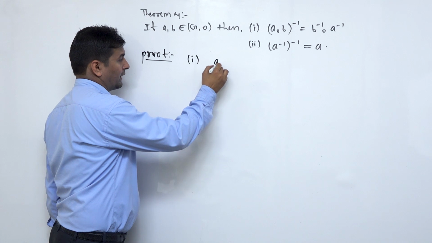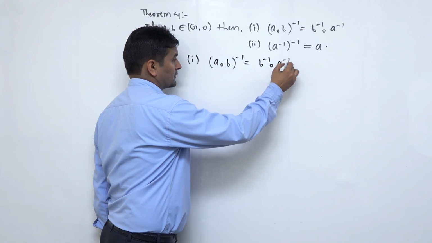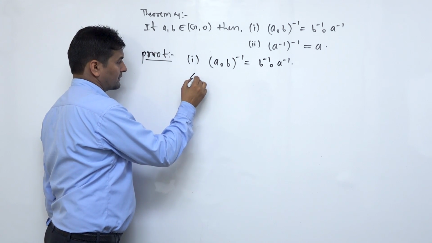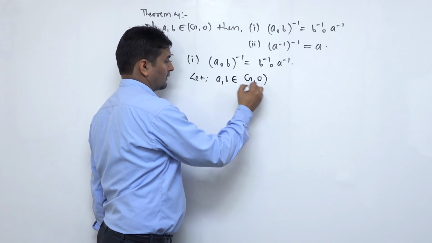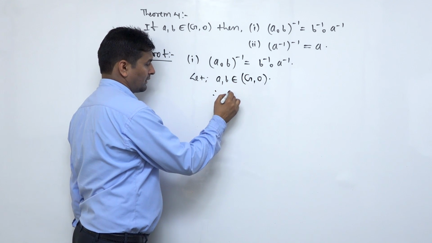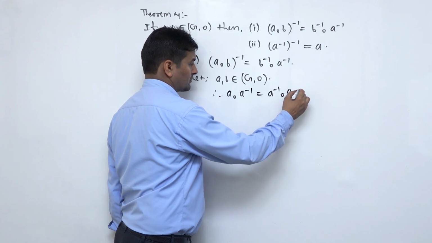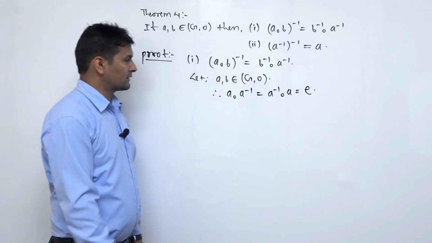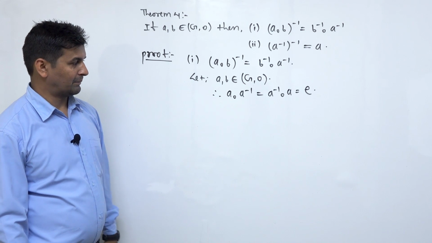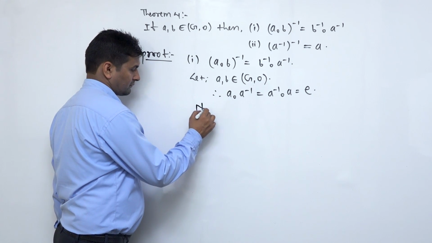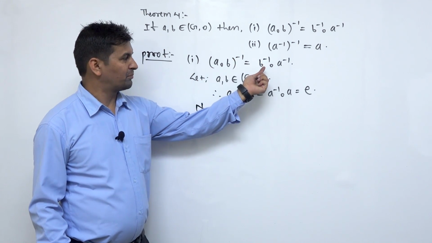First we need to prove (a ∘ b) whole inverse equals b inverse ∘ a inverse. This we have to prove. Let a, b belong to G, ∘. Therefore what we can say here, a ∘ a inverse equals a inverse ∘ a equals e. We can say this because it's the property of the inverse element. Now we need to prove (a ∘ b) whole inverse equals b inverse ∘ a inverse.